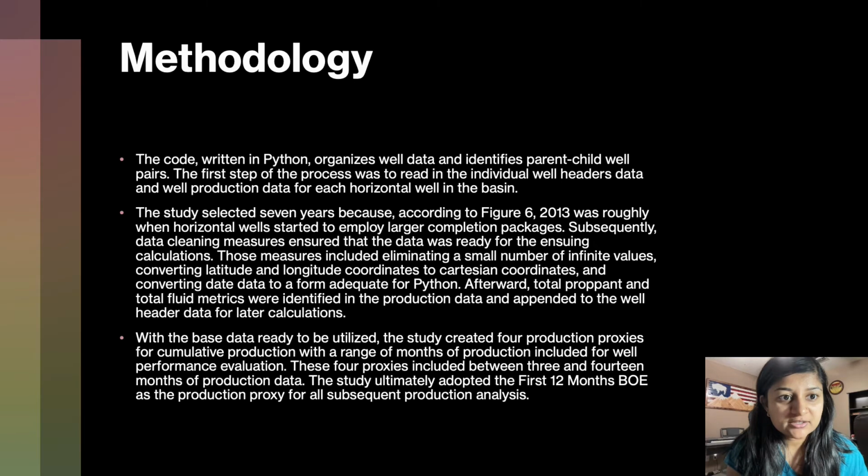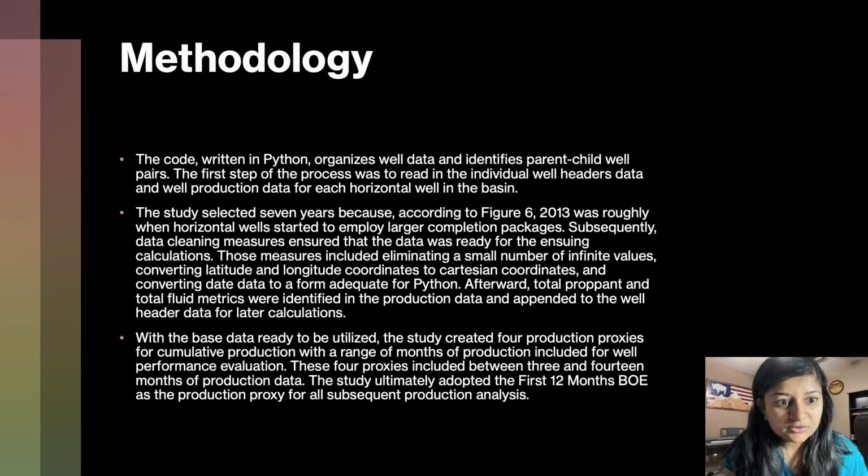Now I have a couple slides on the methodology. The code organizes well data and identifies parent-child well pairs. The first step of the process was to read the individual well headers data and the well production data for each horizontal well in the basin. The study selected 7 years because that was roughly when horizontal wells started to employ larger completion packages. Subsequently, data cleaning measures ensured that the data was ready for ensuing calculations. Those measures included eliminating a small number of infinite values, converting latitude and longitude coordinates to Cartesian coordinates, and converting date and data to a format adequate for Python.